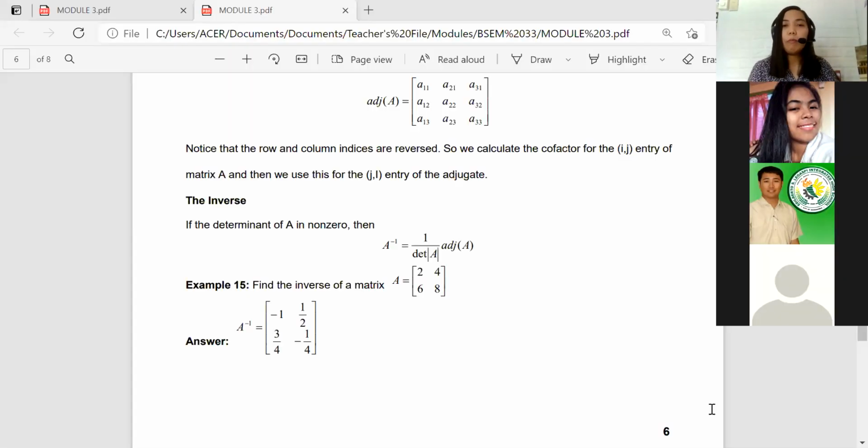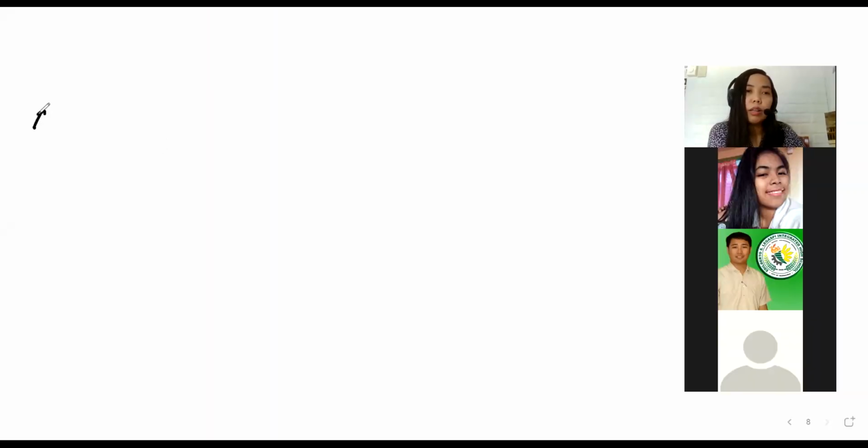Find the inverse of a matrix. Matrix A is 2, 4, 6, and 8. Are you still there? Yes po, ma'am. Okay, so this is the given matrix.